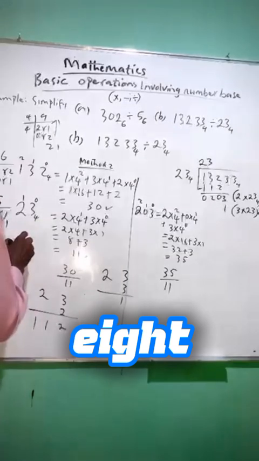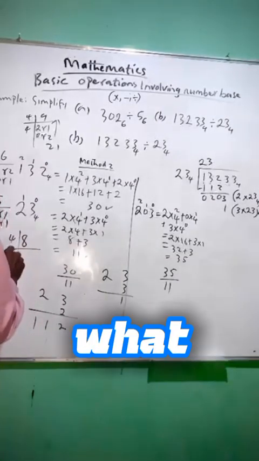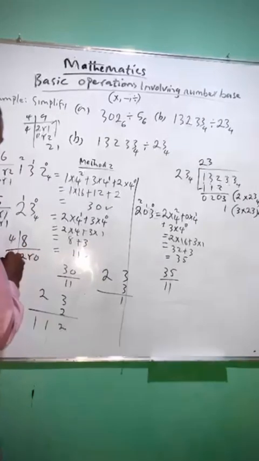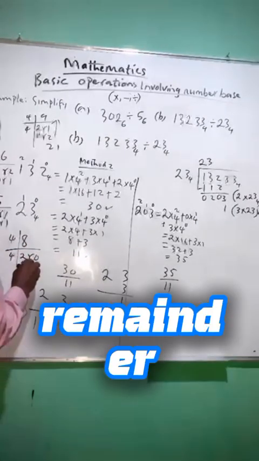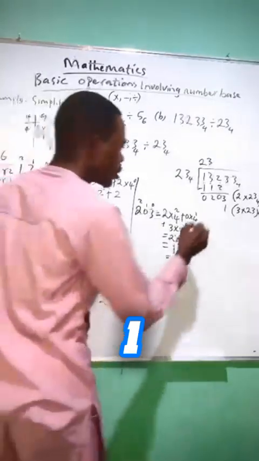So convert 8. 8 converted to base 4 will give us what? 4 goes into 8 how many times? 2 times, remainder 0. 4 goes into 2 0 times, remainder 2. So my answer is what? 201.